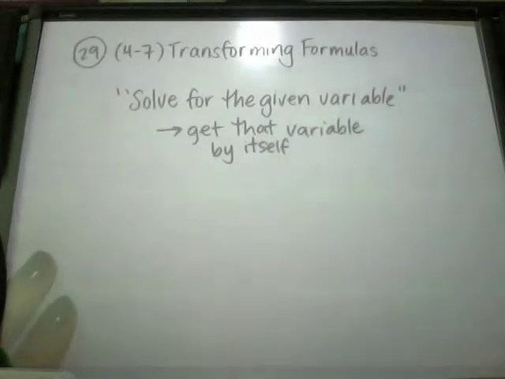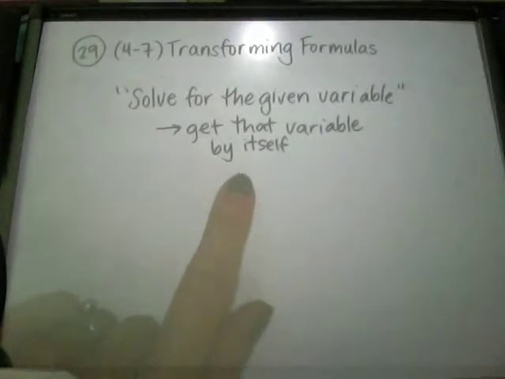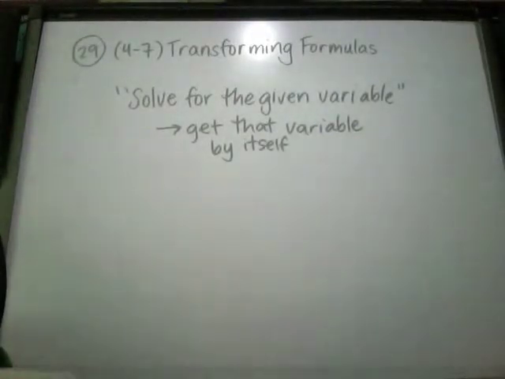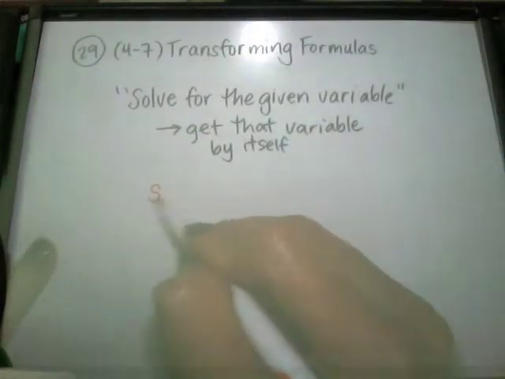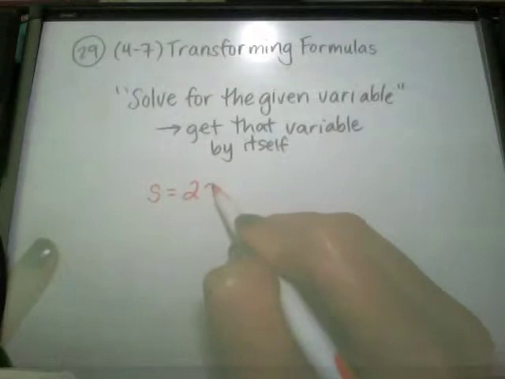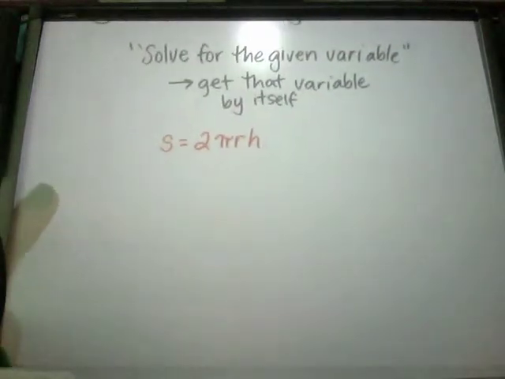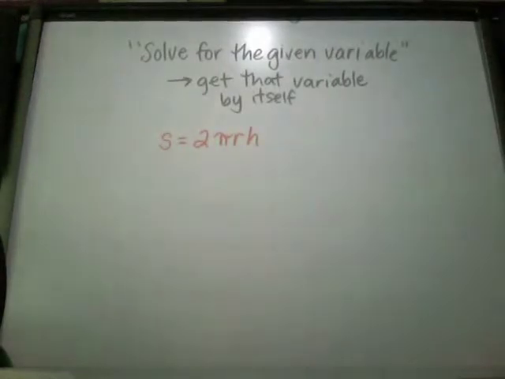You are not going to be solving and getting an actual number answer for these. So solving in this case, that's not what it means. Solve for the variable means to get that variable all by itself. You will still have other variables on the other side of the formula. So for example, if I said S equals 2 pi r h. Now for the most part, you don't need to worry about what these formulas are for.